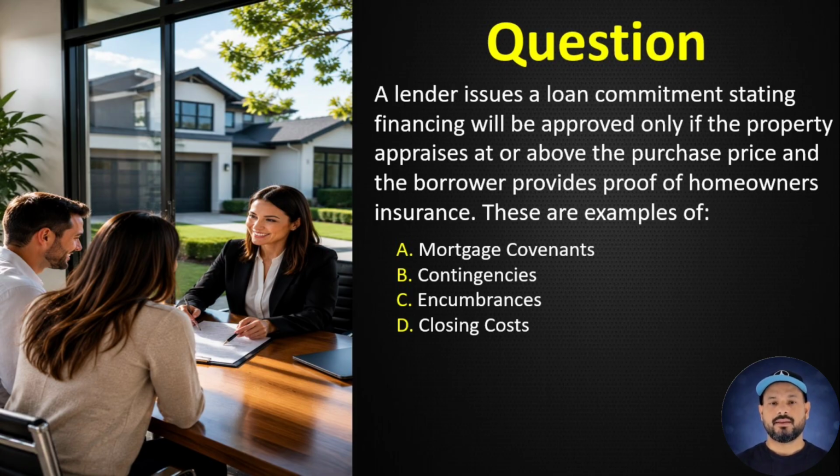Question number 20. A lender issues a loan commitment stating financing will be approved only if the property appraises at or above the purchase price and the borrower provides proof of homeowner's insurance. These are examples of: A. Mortgage covenants. B. Contingencies. C. Encumbrances. D. Closing costs. Correct answer: B. Contingencies. Loan approval often depends on satisfying specified financing conditions.